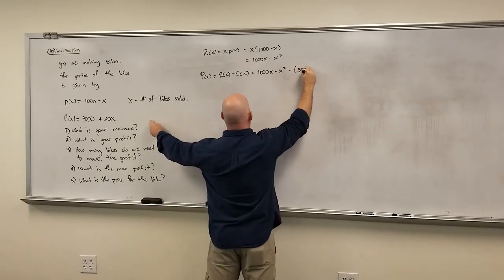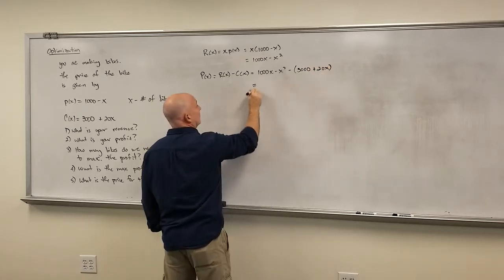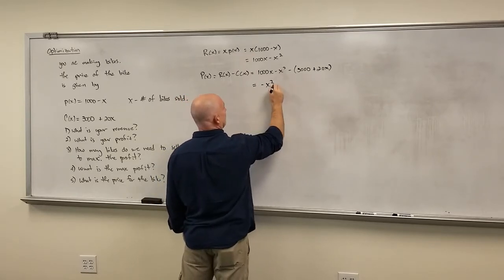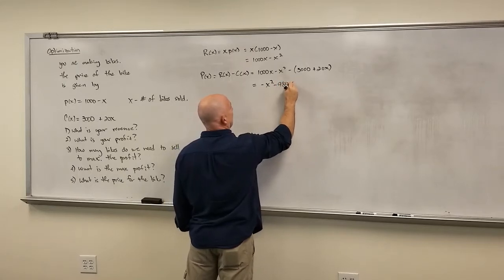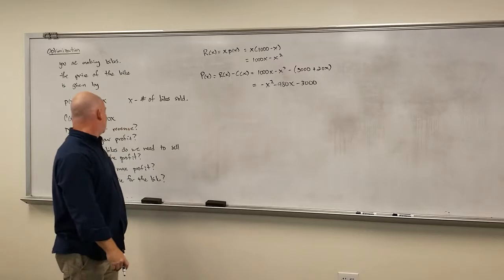3,000 plus 20x. So if we simplify that, let's see, I'm going to have a negative x squared, 1,000x minus 20x is 980x, minus 3,000. Okay, so there's our profit.